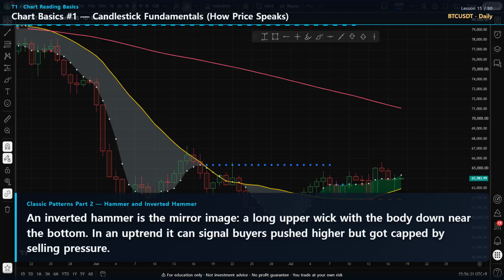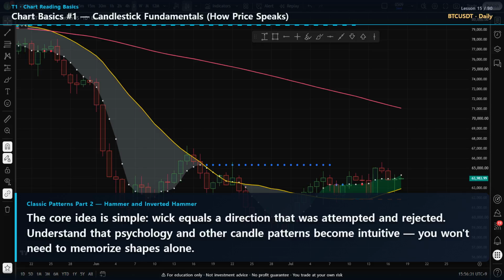An inverted hammer is the mirror image, a long upper wick with the body down near the bottom. In an uptrend, it can signal buyers pushed higher, but got capped by selling pressure. The core idea is simple. Wick equals a direction that was attempted and rejected. Understand that psychology and other candle patterns become intuitive. You won't need to memorize shapes alone.